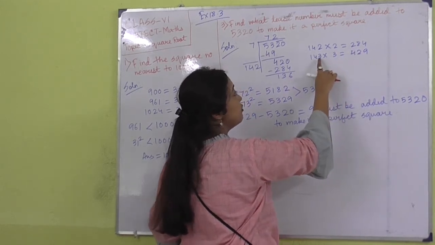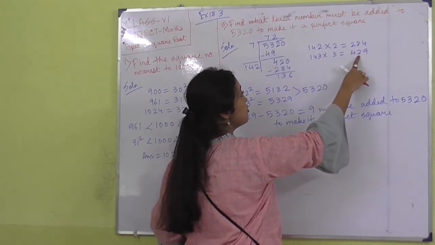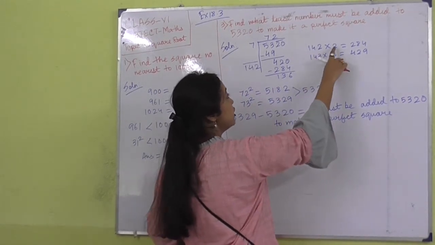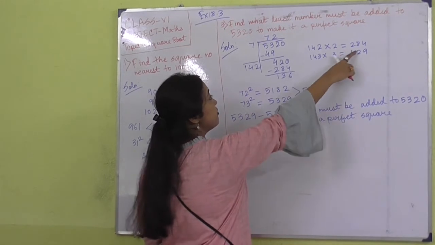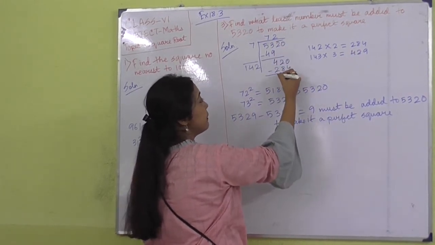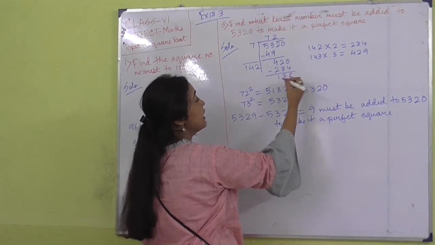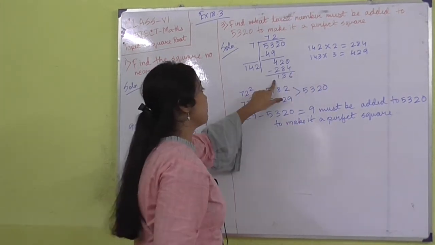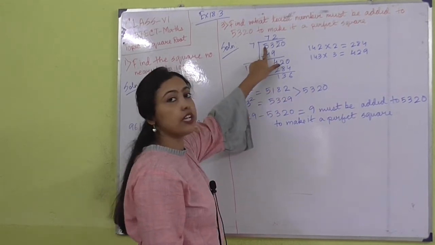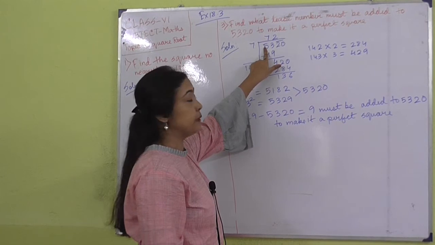If we multiply 142 into 2, it is coming as 284. And if we multiply 143 into 3, it is coming as 429, which is higher than 420. So we have to take 142 into 2, which is 284, which I am writing over here, and the remainder we are getting is 136. So here we are getting a remainder. That means 5320 is not a perfect square number.